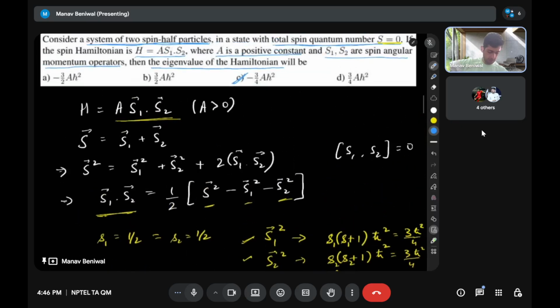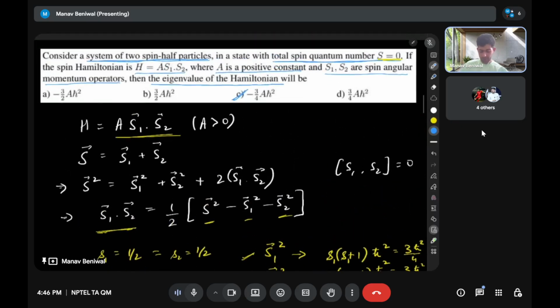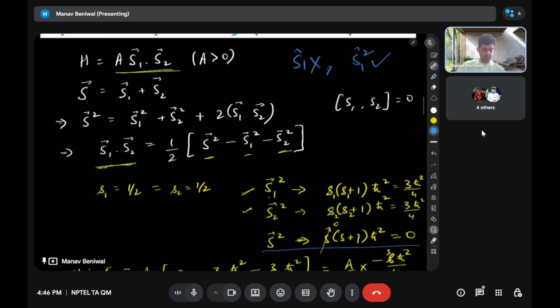Let me just again explain what we did. We had this Hamiltonian S1 dot S2. What we don't know is the eigenvalues of this operator, but what we do know is the eigenvalues of this operator. So we convert this S1 dot S2 to the square things, and we have written this as S1 times S1 plus 1, S2 times S2 plus 1, and this is total S times S plus 1.